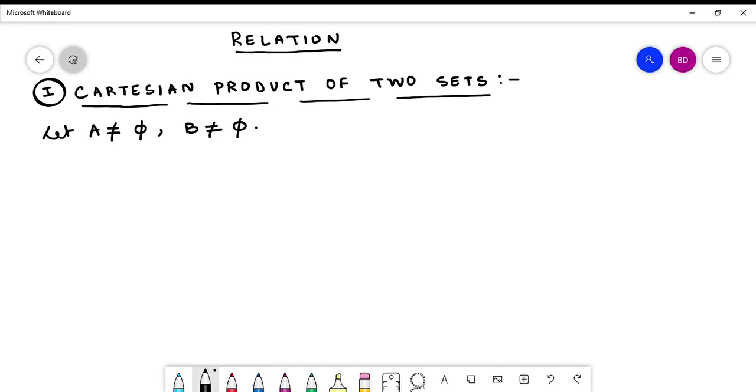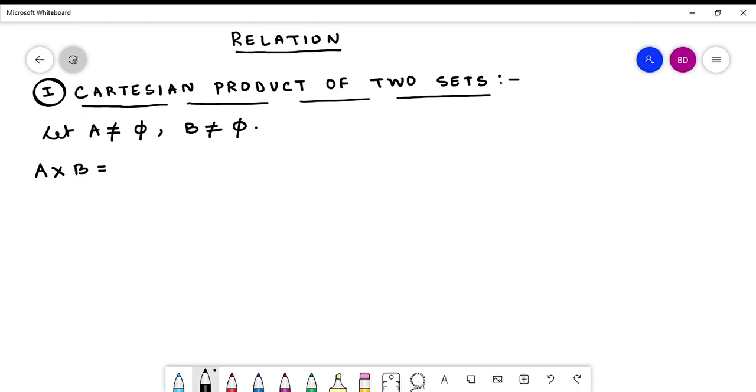Then Cartesian product of A and B is denoted by the symbol A cross B. The same cross symbol that we use for product, same here. So, the notation is A cross B. But what is A cross B? Now, A cross B, that is Cartesian product of A and B, is again a set. And the elements of this set are ordered pairs. That is the most important thing. The elements are ordered pairs.